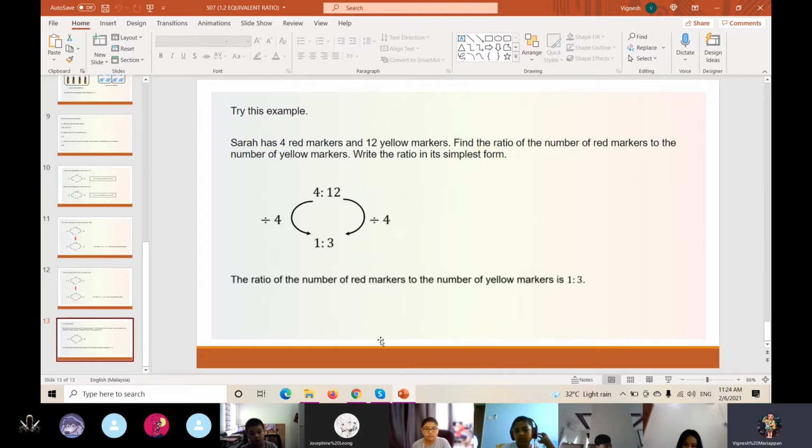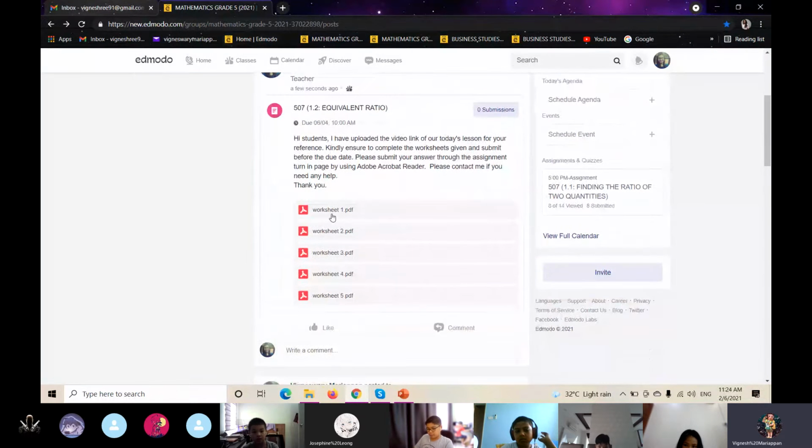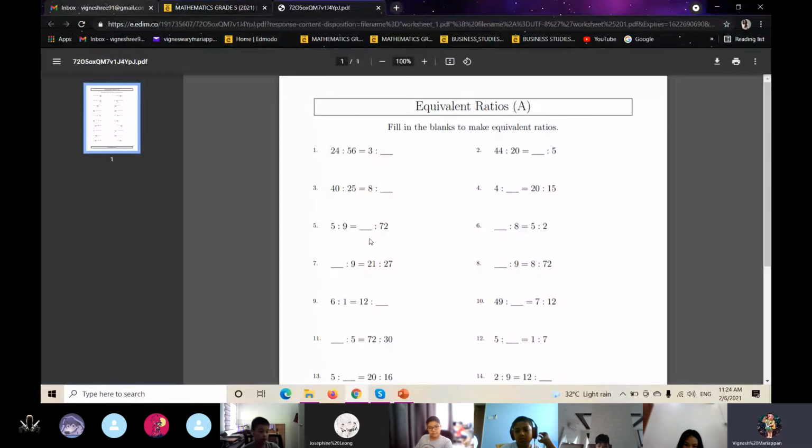Understand or not? Yes, teacher. Okay. Shall we work on the worksheet? Worksheet 1. Can you all see my screen? Can I call anybody to try this one for me? Yes. Can or not? Yes. So you have to fill in the blanks to make equivalent ratios.